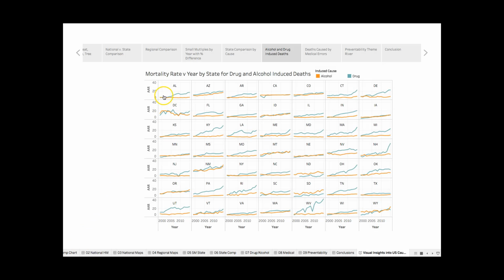We now take a deeper dive into two specific causes of death, namely drugs and alcohol. The growth of drug-induced deaths, indicated in blue, compared to alcohol-induced deaths, indicated in orange, is disconcerting for some of the states shown in this chart. In particular, Kentucky, Massachusetts, New Hampshire, and West Virginia show increased drug-induced deaths.